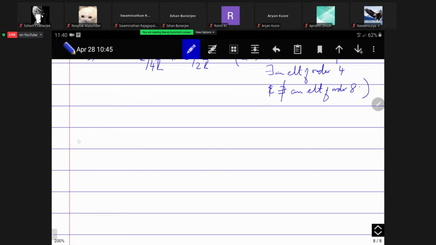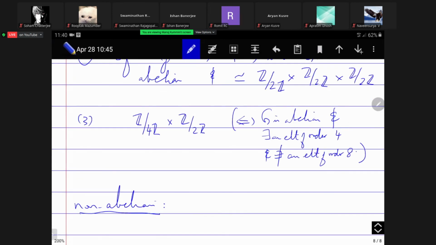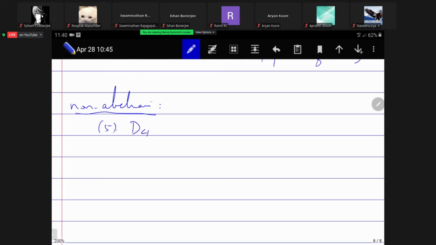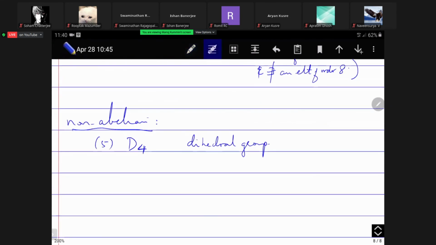Non-abelian. So there is a group that we have not yet seen, which is why I cannot prove the statement. I'll just define the group. Of course there is one that we have seen, D4, the permutations of the symmetries of a square. So this is dihedral. Oh, sorry, this is only 4.